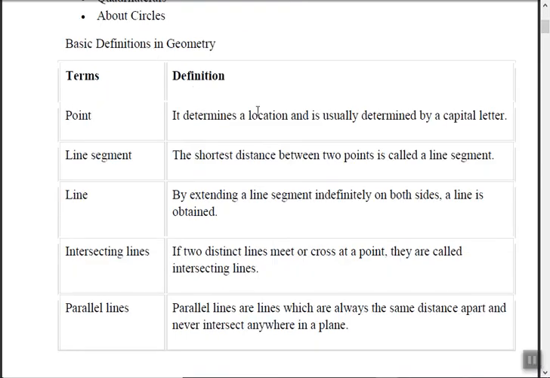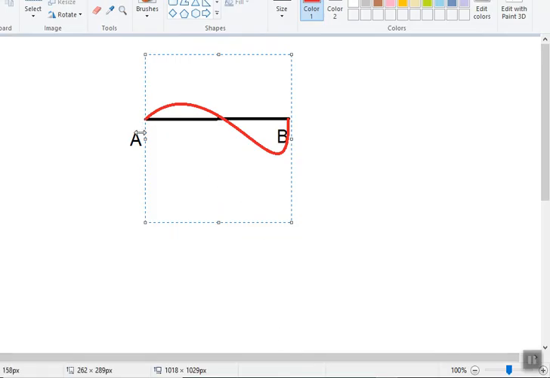Point. It determines a location and is usually denoted by a capital letter. Always remember this. You can't write a small a as a point. You have to write a capital A as a point. Next, line segment. The shortest distance between two points is called a line segment. That's quite simple. Which is the shortest distance between A and B, this red line or this black line? This black line, obviously. The shortest distance between any two points is the straight line between them, or the line segment between them.